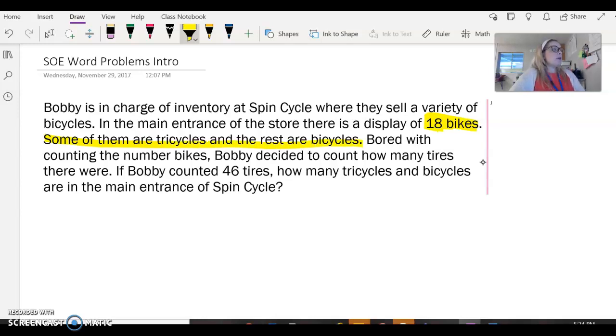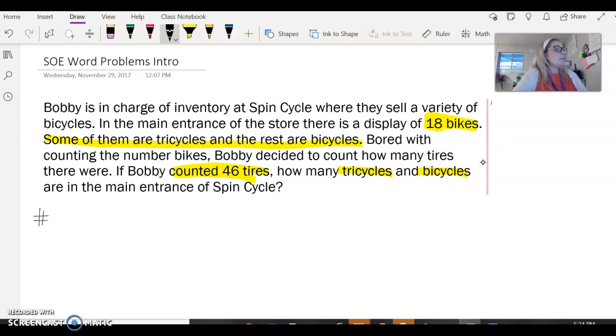Well, he's bored with counting the bikes, so he decides to count tires. All right, he counted 46 tires. And we want to figure out how many tricycles and how many bicycles. That's right there, our clue. Those are our variables, okay? It's telling us what it wants. It says how many tricycles.